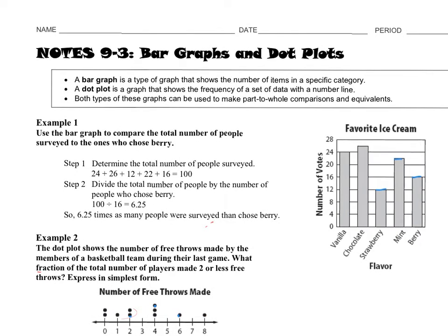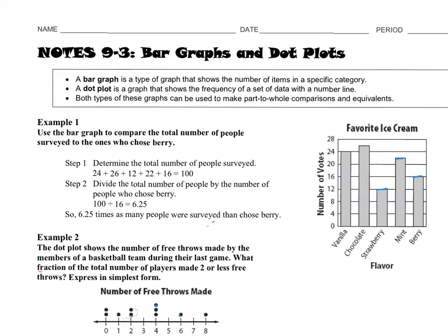A bar graph is a type of graph that shows the number of items in a specific category. Like right here, they surveyed some people and asked what their favorite ice cream was, and those are the responses they got. They asked 100 people, and vanilla is 24, chocolate is 26, strawberry is 12, mint is 22, and berry is 16. So they got all those responses.